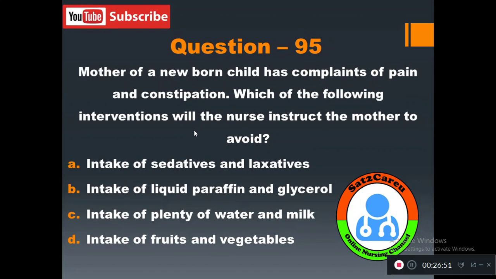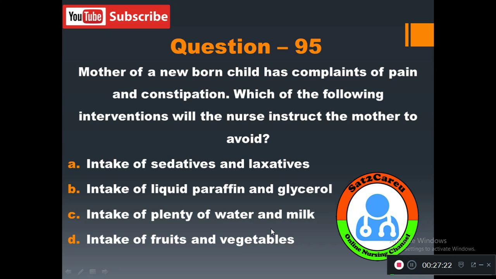95. Mother of a newborn child has complaints of pain and constipation. Which of the following interventions will the nurse instruct the mother to avoid? Option A, intake of sedatives and laxatives. Option B, intake of liquid paraffin and glycerol. Option C, intake of plenty of water and milk. D, intake of fruits and vegetables.